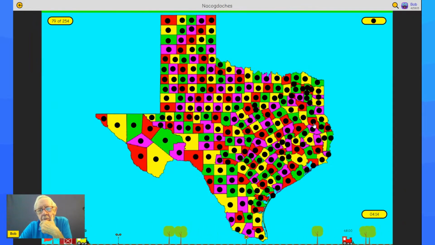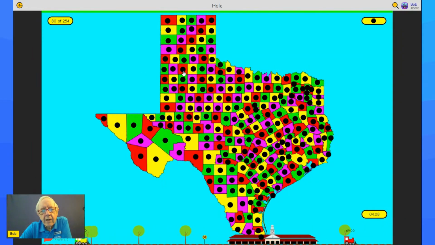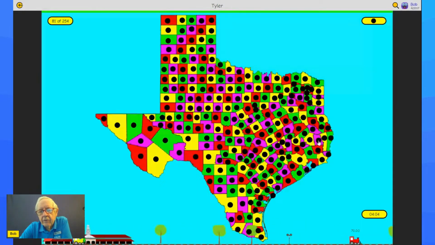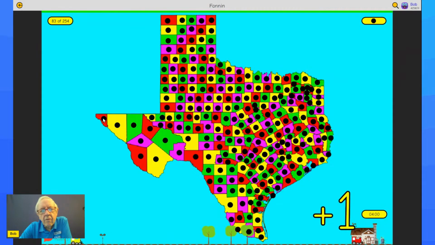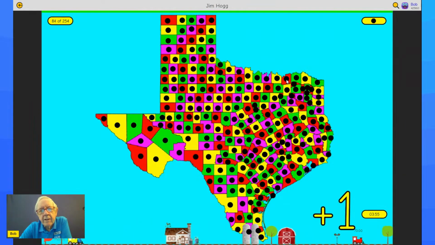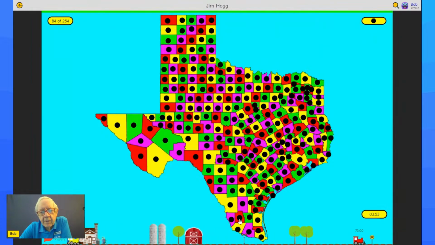Nacogdoches. Nacogdoches. There's only five, I think, that start with the letter N. Hale. I was just talking about Hale. Tyler, next to Polk. El Paso, far west. Fannin, below, right above Hunt. Fannin. Jim Hogg. Jim Hogg, and this would be Jim Wells when it asks for that one.